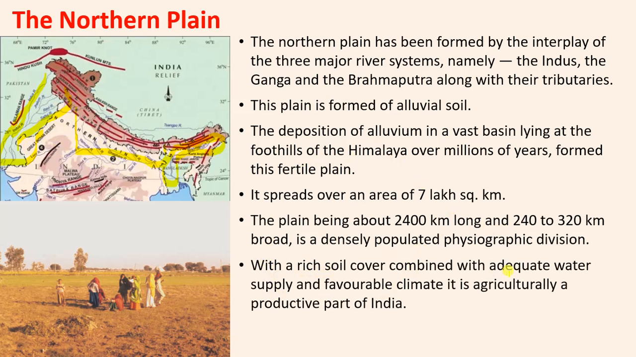With a rich soil cover combined with adequate water supply and favorable climate, it is an agriculturally productive part of India, as this region has good fertile alluvial soil and good atmospheric conditions are also seen over this region. There is good variation in the climatic condition throughout the year. So this is good for agriculture.